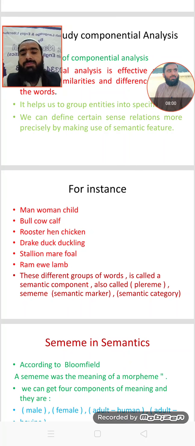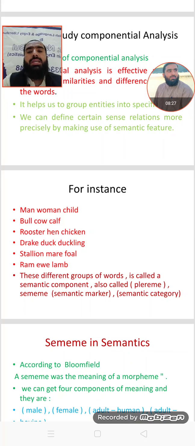For instance, these words are given: man, woman and child, bull, calf, rooster, hen, chicken. So in pairs we have the words man, woman and child. These three belong to the same semantic field.